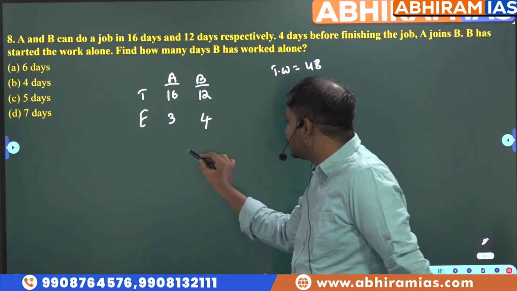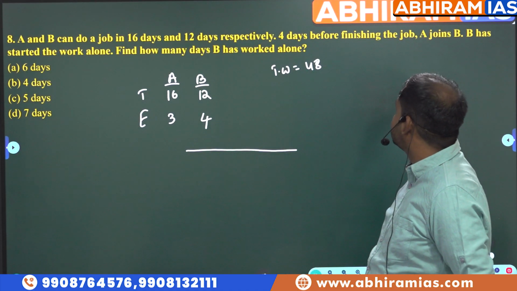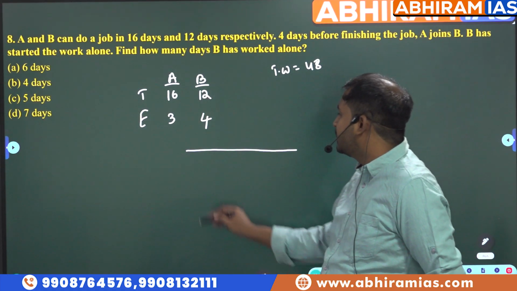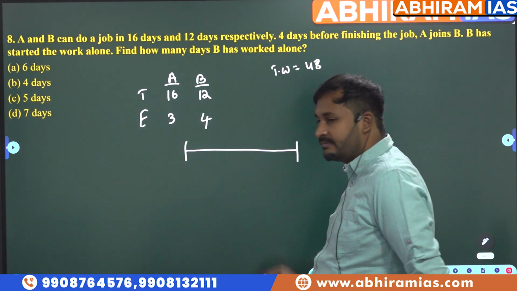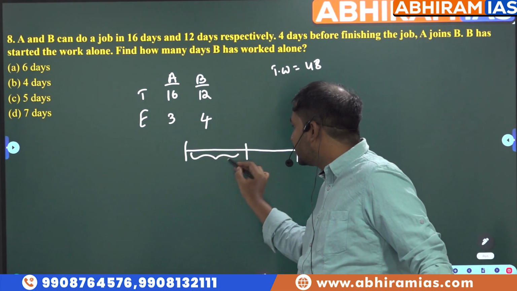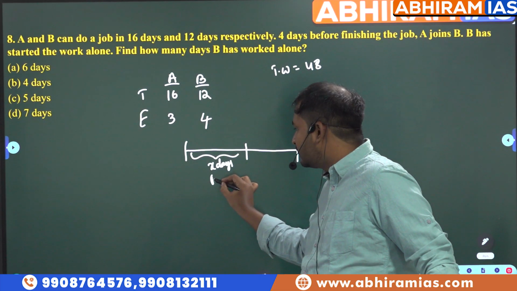Now draw the timeline. What is happening? 4 days before finishing the job, A joins B. B has started the work alone. How many days B had worked alone? Okay, that is the question, right? So we don't know how many days B had worked alone. I will assume that some X days. X days B has worked alone.